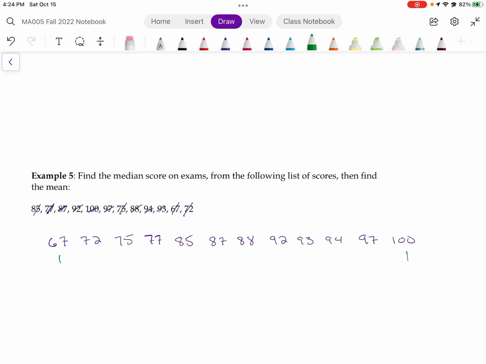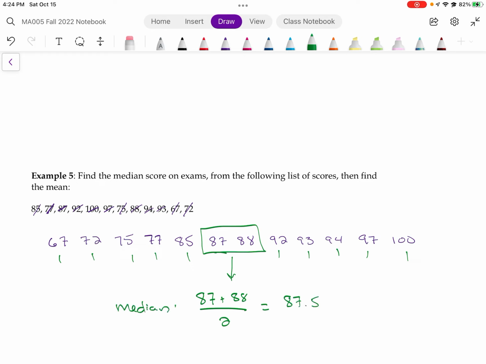So we're going to count 1, 2, 3, 4, 5. Uh-oh, I have 2 in the middle. All right, so that means I'm going to have to find the mean of those two numbers. Well, what is halfway between 87 and 88? Hopefully you see that it is 87.5. If you don't see that, 87 plus 88 over 2 gives us 87.5. Okay, so that is the median because we had 2 in the middle.